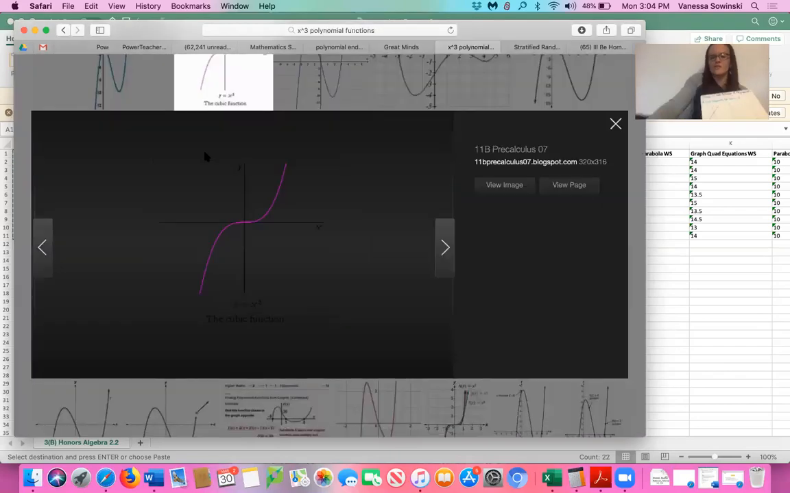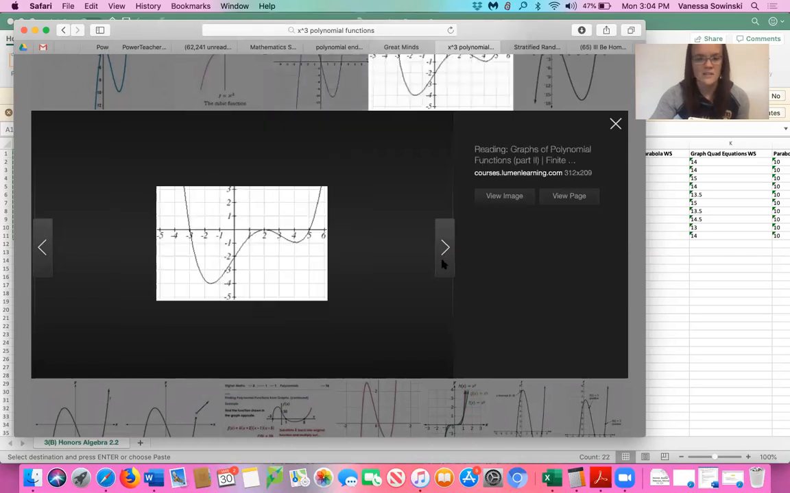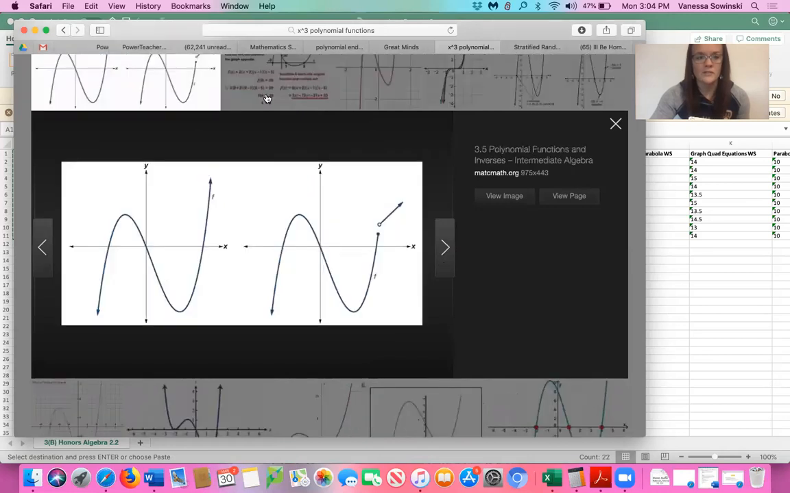So your x to the third, if you notice here, is called an S-curve. It's starting at the bottom instead of starting at the top, like the even exponents. We're starting at the bottom, but then we're traveling to the top. Here's another example. Start at the bottom, do 2 dips and come to the top. So x to the third looks like an S-curve. This is not x to the third. This is x to the third. These are both x to the third.